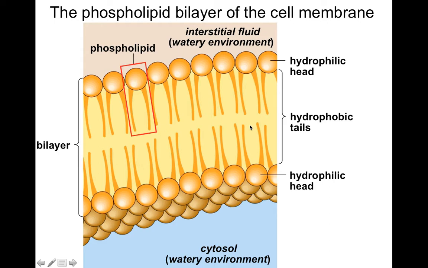But this is oversimplified because it's only showing the phospholipids. Remember, we also have channel proteins and receptor proteins and the cytoskeleton. So there's a lot of other players that are going to be found embedded in this fluid mosaic of phospholipids.